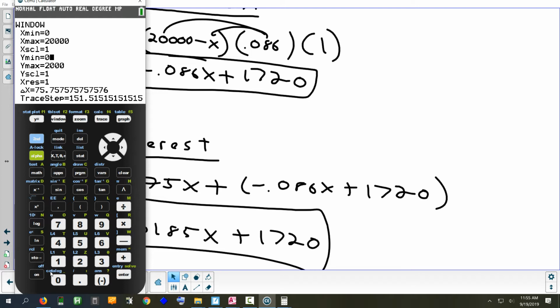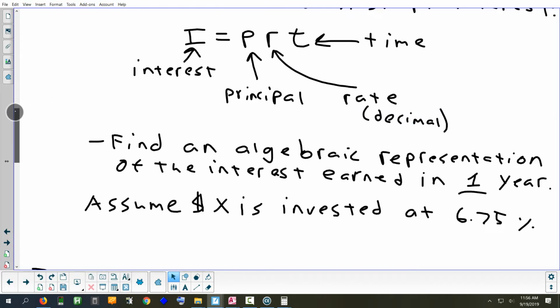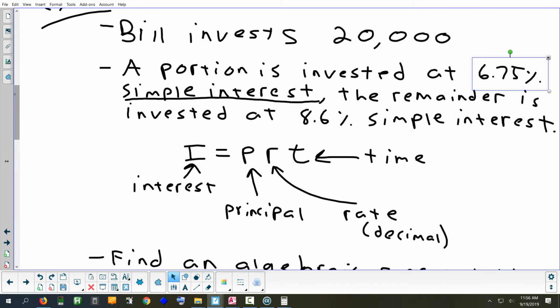So it doesn't make sense to look at negative interest. Okay, hit graph. All those different amounts on that line represent how much interest he can make. And the reason it goes down is because the more money he puts at a lower rate, the less money he makes. If you invest money and you put more of it in an account that's going to pay less interest, and you don't pick the account that pays higher interest, you're going to make less money.